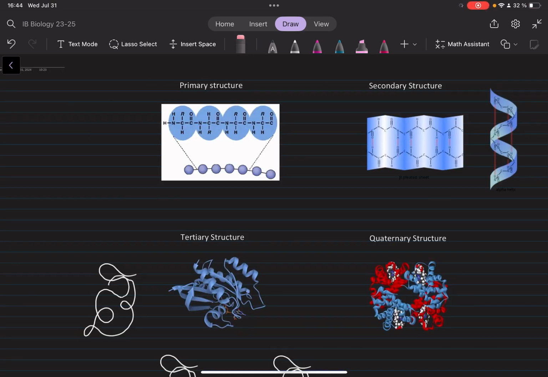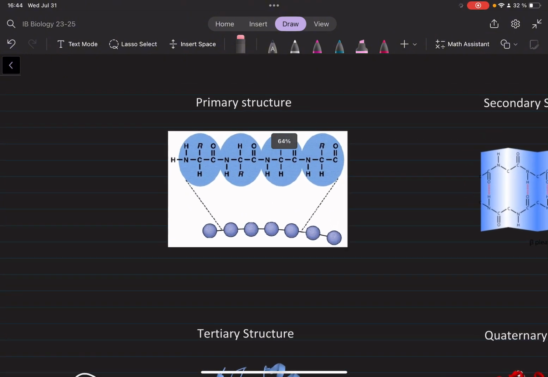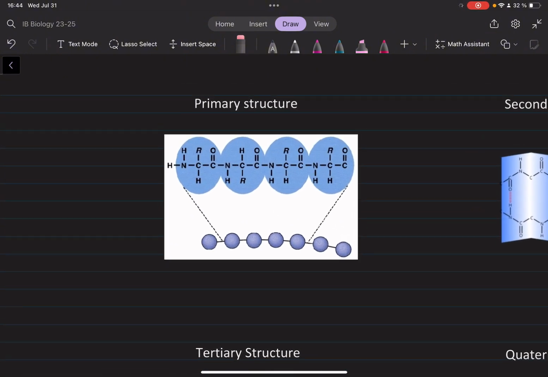Hey guys, so today we're going to be discussing the higher level content of the topic of proteins, which is part of the IB biology curriculum. So essentially what we need to know for higher level is the different structures within a protein, which are primary, secondary, tertiary, and quaternary, and then also two classes of proteins, which are fibrous and globular proteins. So let's get started with the primary structure.